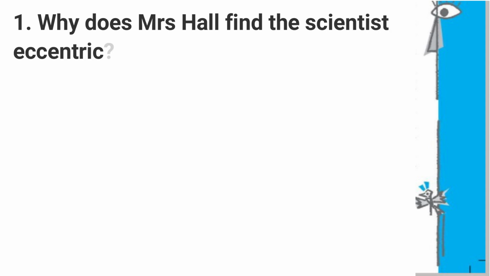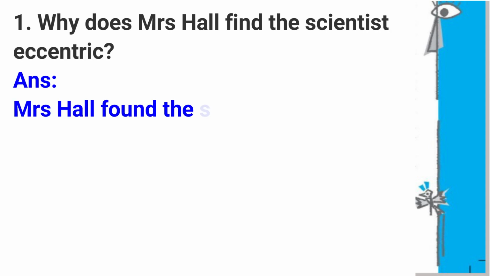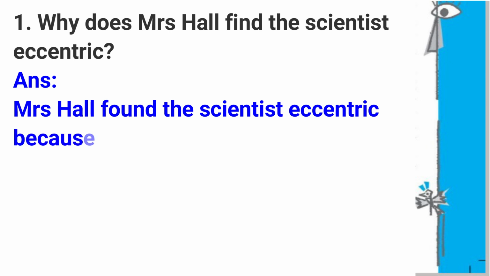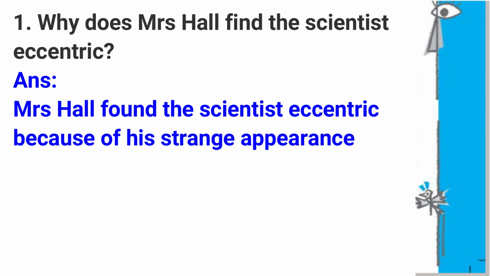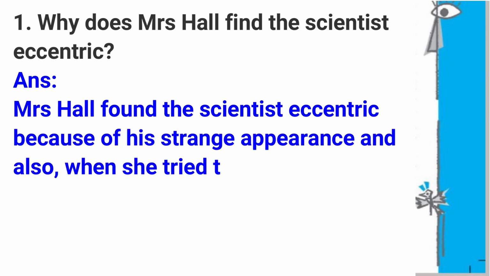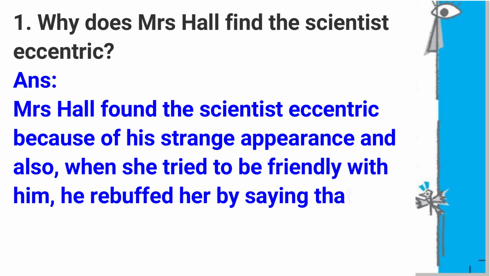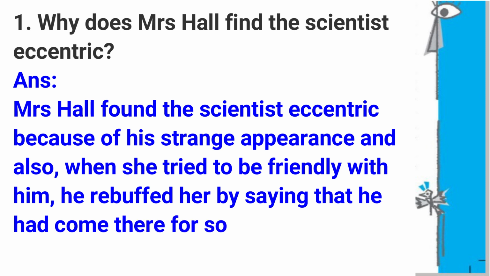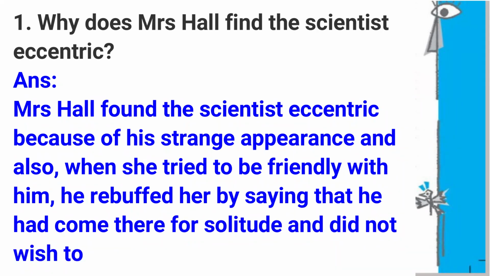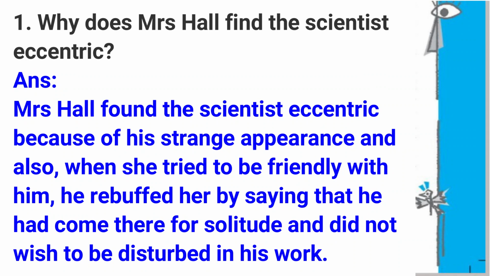Question 1. Why does Mrs. Hall find the scientist eccentric? Answer. Mrs. Hall found the scientist eccentric because of his strange appearance, and also, when she tried to be friendly with him, he rebuffed her by saying that he had come there for solitude and did not wish to be disturbed in his work.